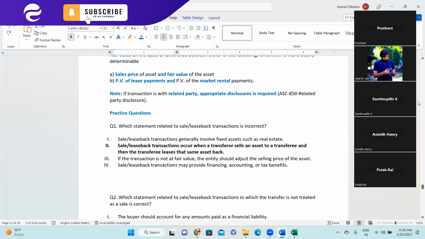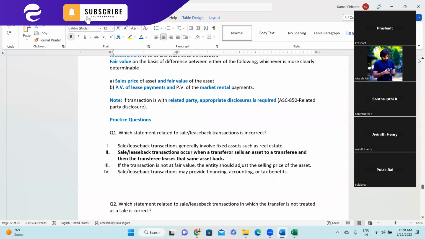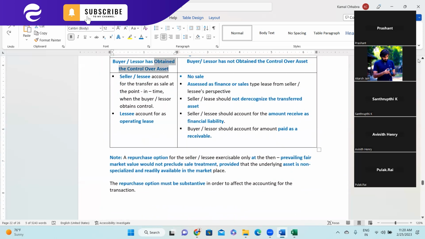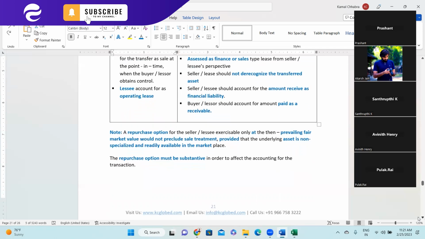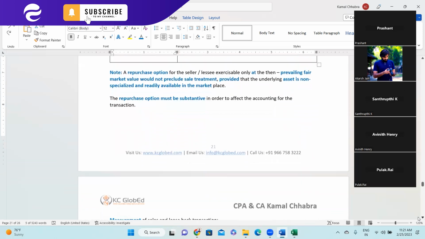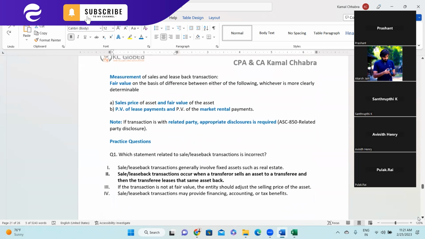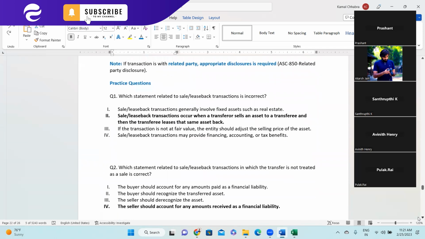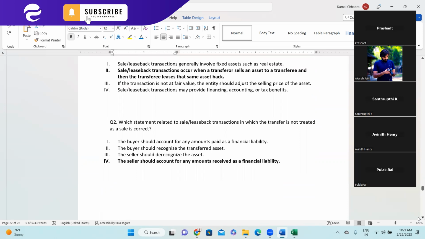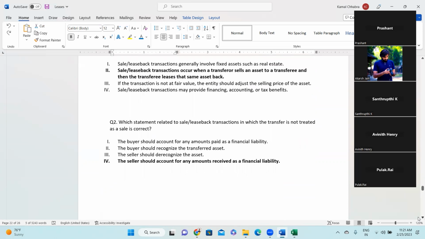Right? So in that scenario, it will be considered as a sale at the point in time when the asset is transferred. And then from the lease standpoint, it will be an operating lease. Right? Pulak, Avneet, Santrupti, Prashant. Got it, sir. Yes, sir. I know it was a different question than what we had expected.